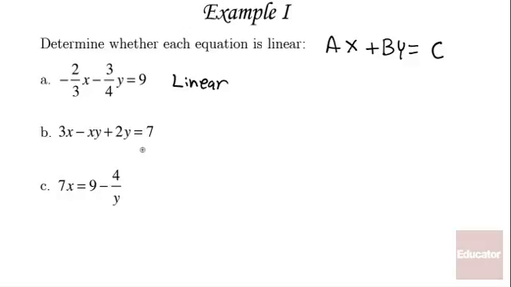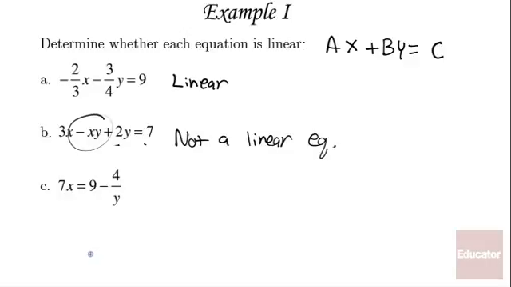Now, I look at this second one, and I compare it with my standard form: 3x minus xy plus 2y equals 7. I have my A is 3, a B of 2, and a C, which is 7. But I have this minus xy term in the middle, and there's no way to get rid of that. Therefore, with the negative xy there, it is not in standard form. I can't get it into that form, so this is not a linear equation.